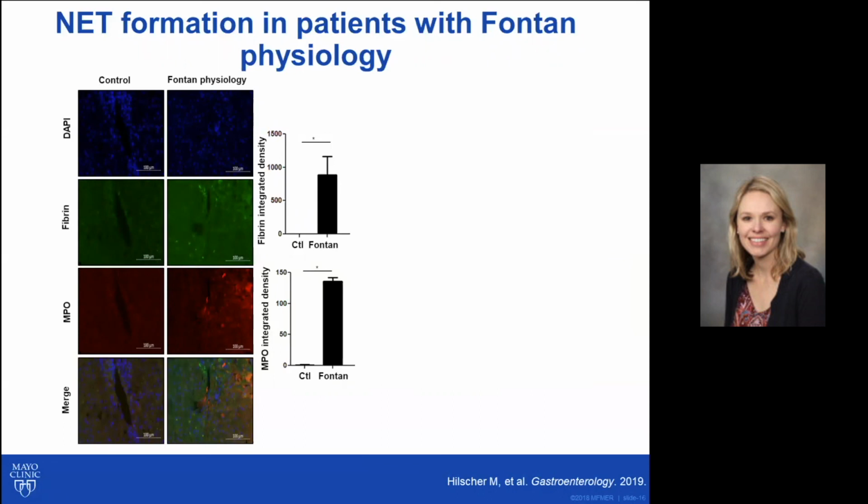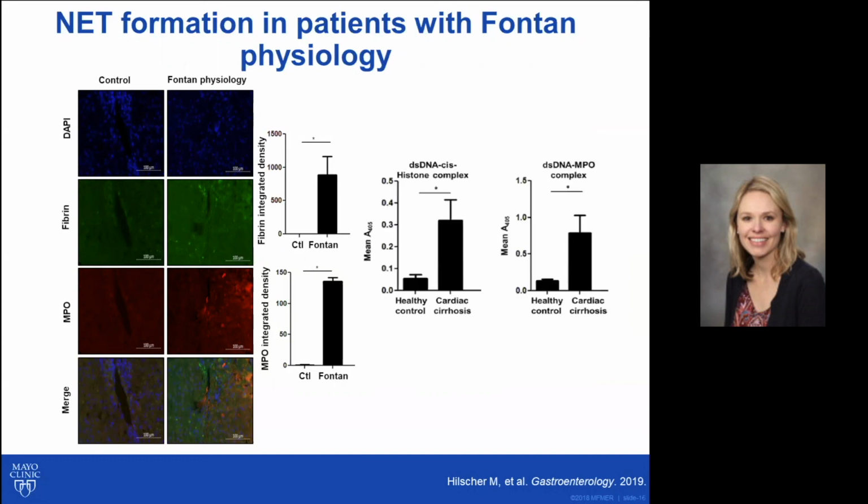The formation of NETs results in the release of double-stranded DNA, which is commonly measured as a marker of NET formation. Serum obtained from Fontan patients had higher levels of circulating double-stranded DNA, myeloperoxidase-DNA, and citrullinated histone complexes compared with healthy controls. This confirmed the relevance of our findings in patients with congestive hepatopathy due to the Fontan procedure.